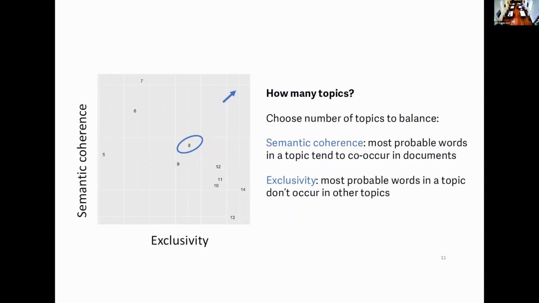So I'm just going to slide over this slide. It talks about how you choose the number of topics that you impose on the corpus. It's a trade-off between having the words in a topic tending to co-occur in documents, so they kind of go together, and exclusivity, which is about the most probable words in a topic not occurring in other topics.